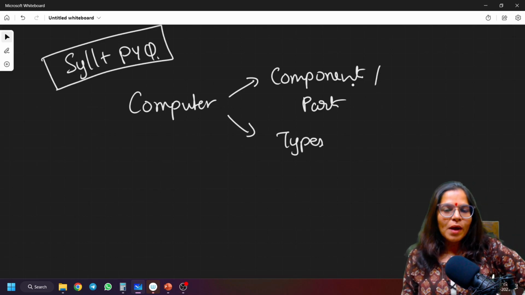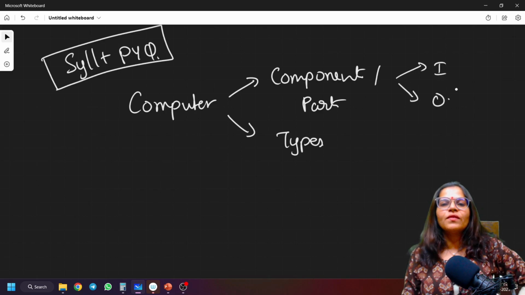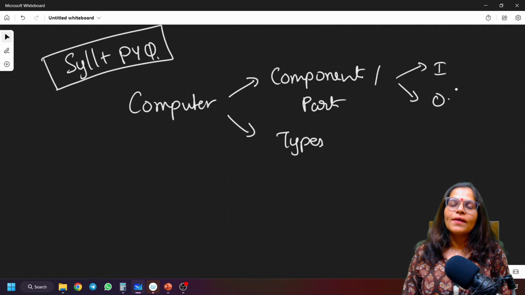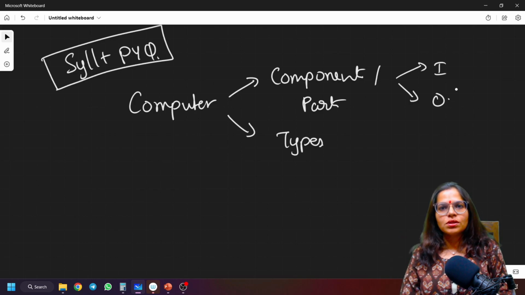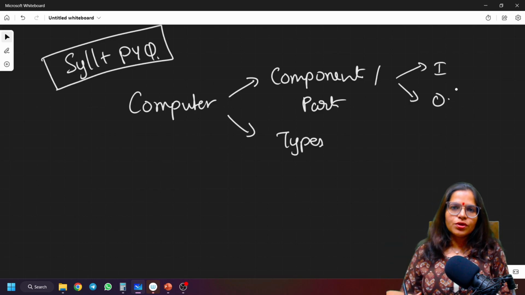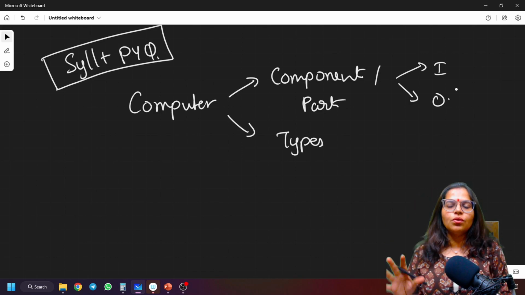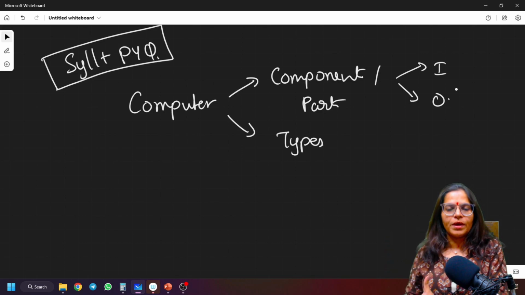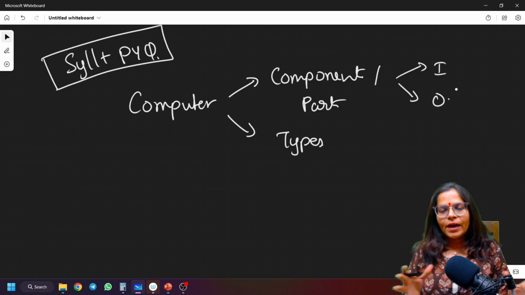In the components or parts, we have input devices as well as output devices. We have hardware devices, software devices. Then we also have the components of CPU, that is specifically arithmetic logical unit, memory unit, storage unit, control unit, and various other things. So, if I talk about computer parts or computer components, it's a very big topic. Then types also, we have around 8 to 9 types of computers. It can be more than that, but I'm giving you a rough idea.